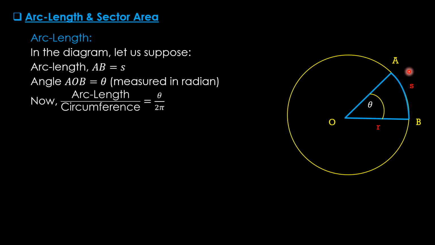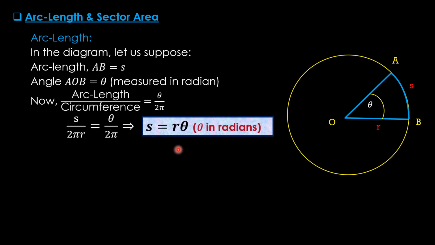That's why arc length by total circumference is the angle subtended by this arc, which is theta, divided by the total angle subtended at the center by the entire circumference. That's why arc length over circumference is equal to theta over 2 pi, and we can denote this by S. So S over 2 pi r equals theta over 2 pi. On simplification we get S equals r theta, but remember theta is in radians.